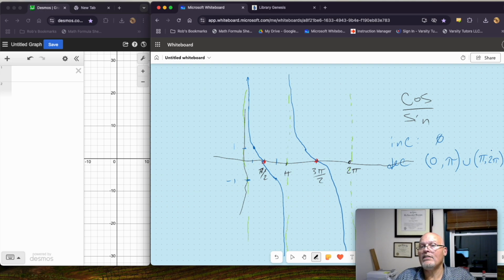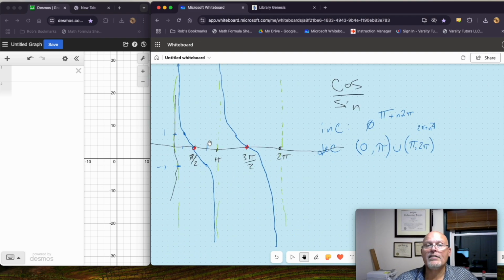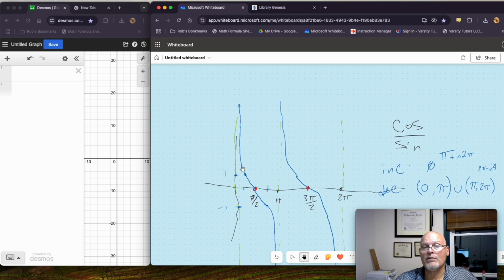And any of these intervals can be repeated every 2 pi. So it's going to be pi plus n 2 pi that will give me all the repeating ones. So every 2 pi it'll be in this phase, and then this is 2 pi plus n 2 pi similarly. And so that's our increasing and decreasing intervals. And then we're supposed to find relative extrema. In this case, there are none because it's a continuously decreasing function.